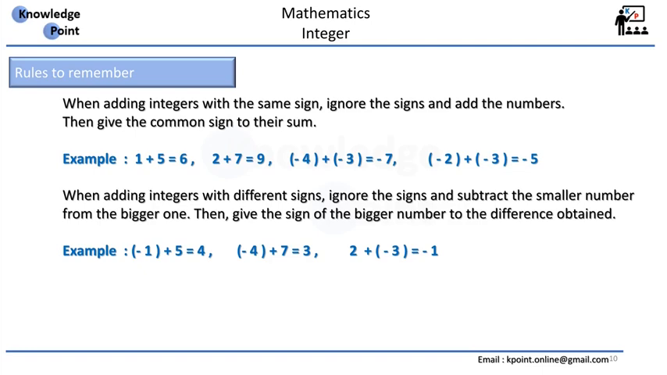Now which number is the bigger? 5 is the bigger and it has a positive value. So the answer will get a positive value.